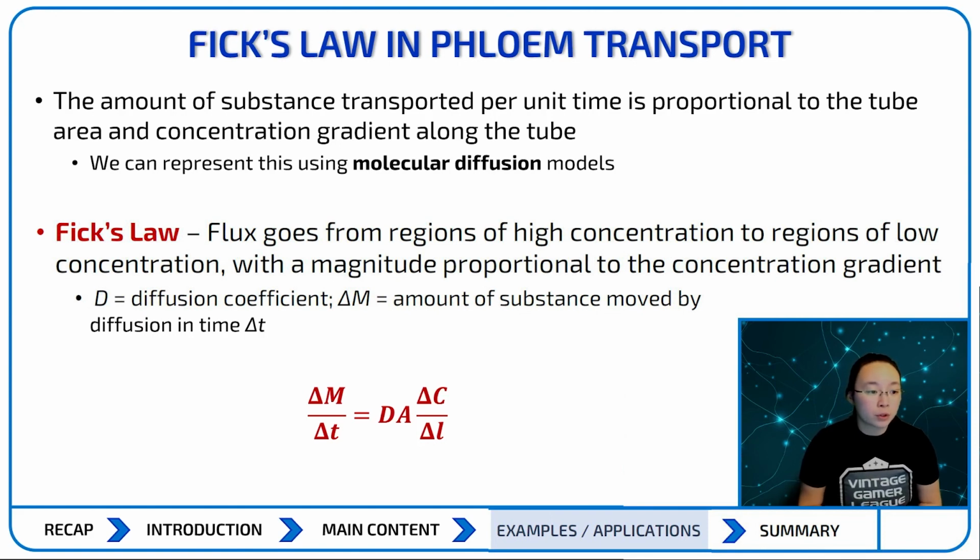So we come up with a few terms. We have D being the diffusion coefficient. We have delta M being the amount of substance being moved by diffusion at any specific time. So if I want to figure out flux, we usually represent this as J. J is going to be equal to delta M over T, the amount of substance moved, or the flow per unit of time. But then we can also represent this by D, diffusion coefficient, times A, which is the area, times the concentration gradient. So that's an equation that we can use if required.